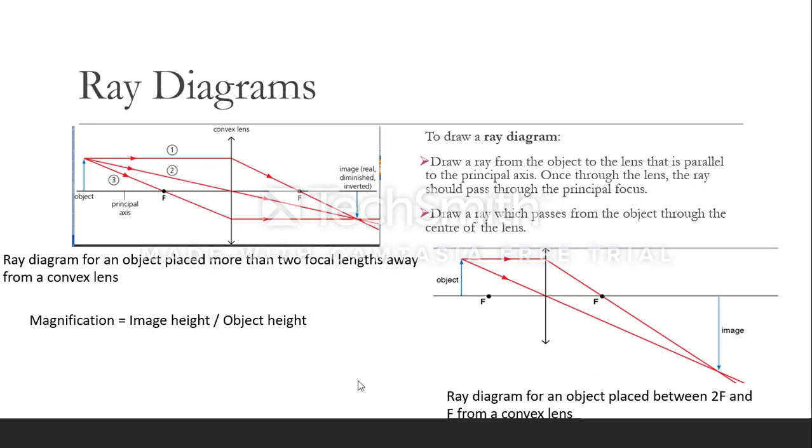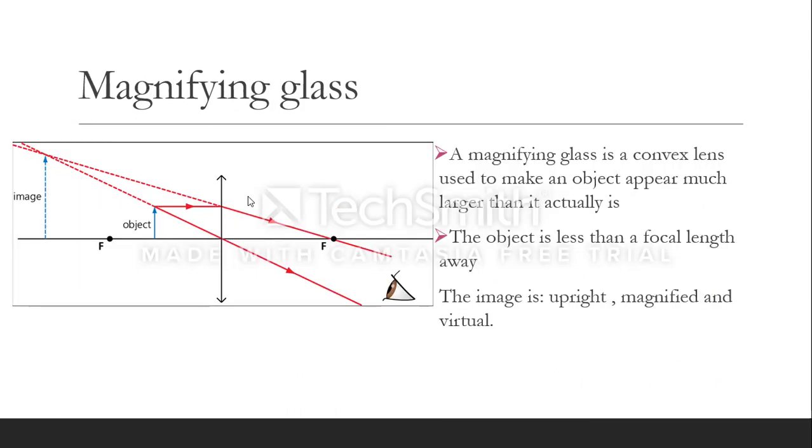The ray diagram from an object placed more than two focal lengths away from a convex lens. Also, ray diagram on the bottom right, we can see a ray diagram for an object placed between 2F and F from a convex lens. So it's a difference in how the image is formed. So on the top one, it's real, diminished, inverted, and the bottom one, it's a bit different. And also key definition is that magnification is image height divided by object height.